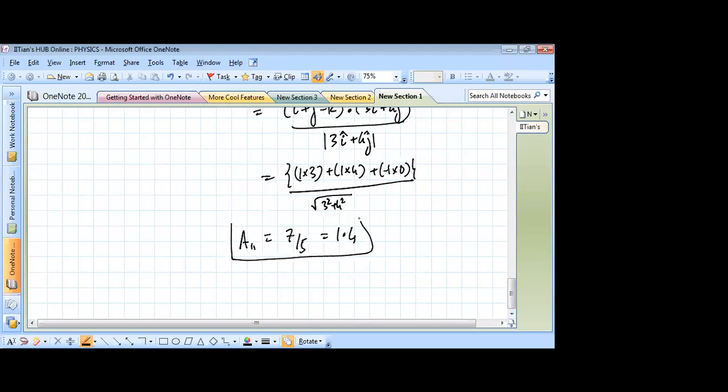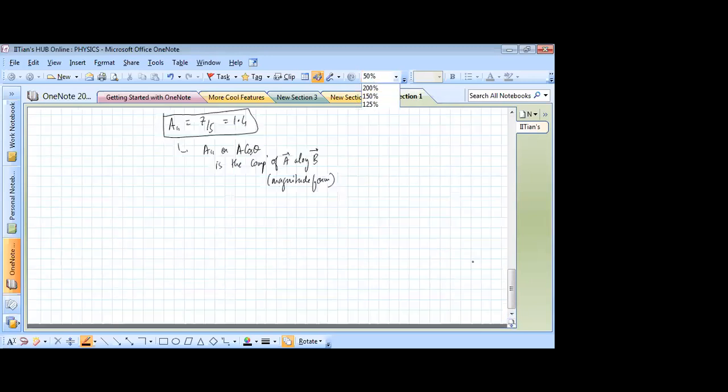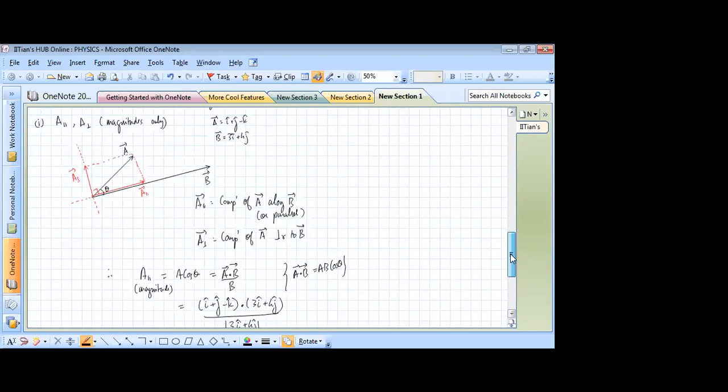So this E parallel, which is the same thing as E cos theta, is the component of E along B in magnitude form, not in vector form, but in magnitude form. Yes, hope this is clear, people. Make a note of this quickly and make sure you understand the steps. Ask me if there's any doubt with this.